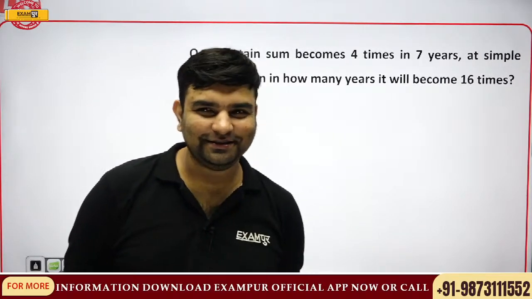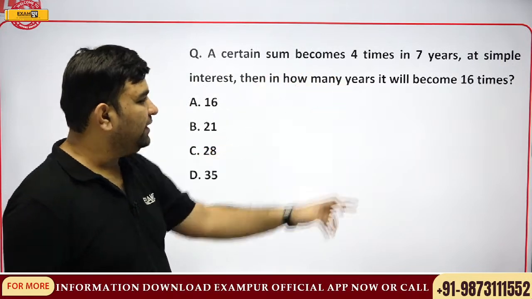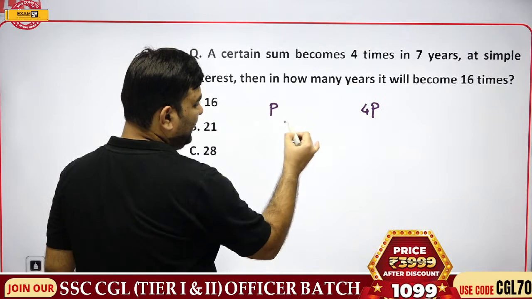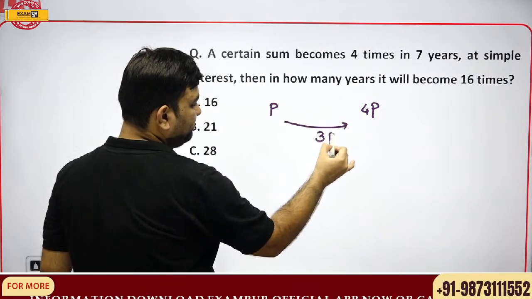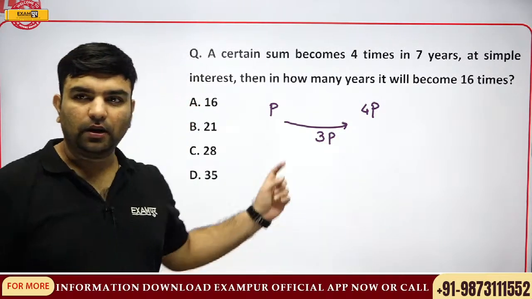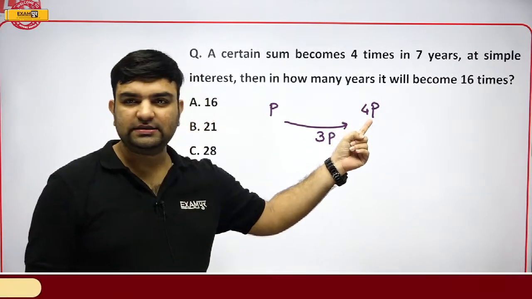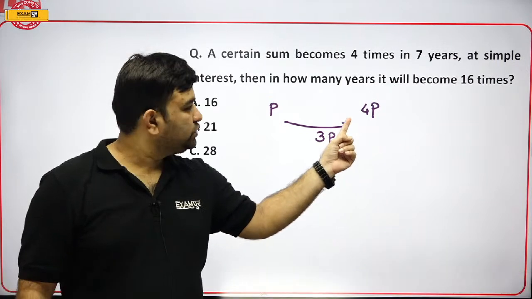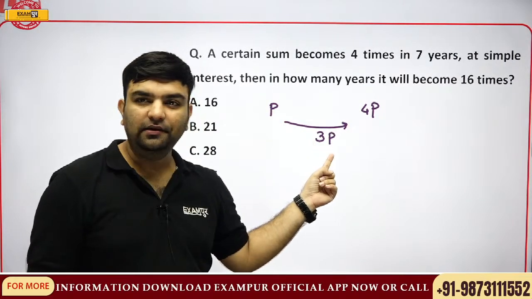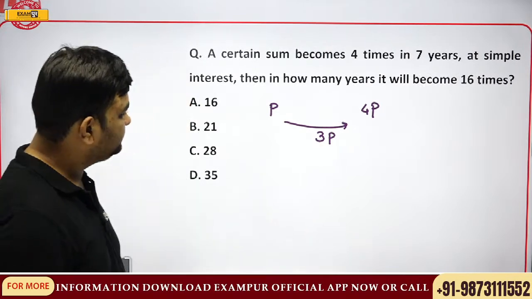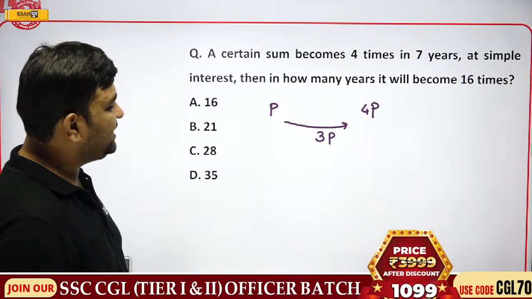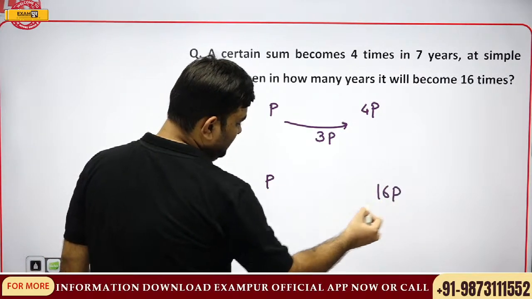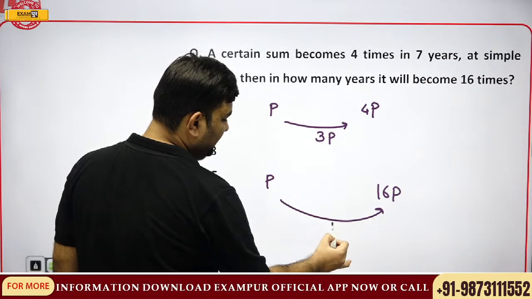Great, Prajwal, great. So principal becoming 4 times, P becoming 4P, you are getting an interest of 3P, because principal plus interest is amount, so amount minus principal is interest. In how much time will it become 16 times? P becoming 16P, interest is 16P minus P, 15P.